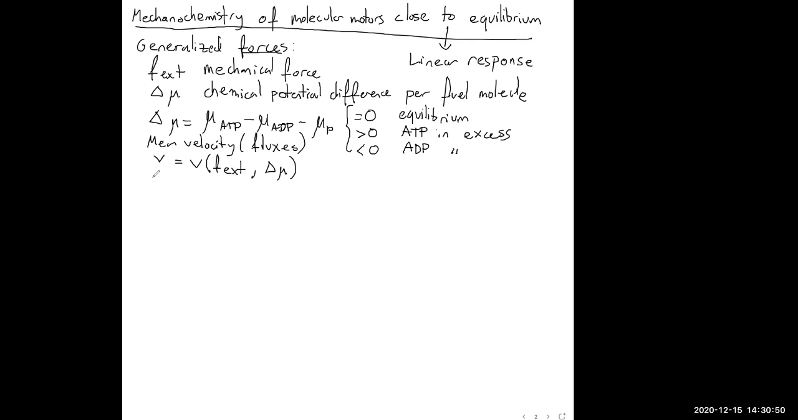The other mean flux is R, the rate of ATP consumption, which will depend on the external force and also on delta mu. When I write this parenthesis, it means it is a function of these two things. Okay, however, we must remark that often, this is a remark.